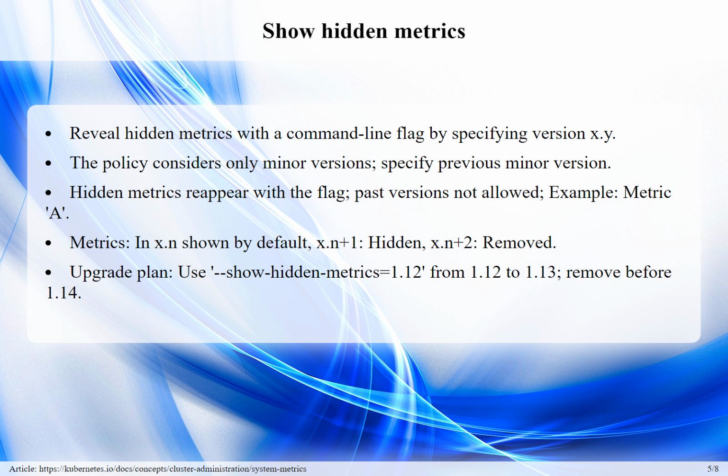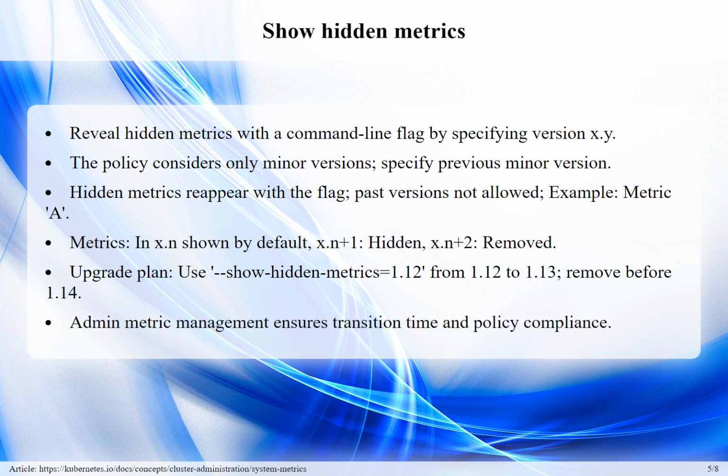When upgrading from release 1.12 to 1.13, but still using metric A that's deprecated in 1.12, the flag show-hidden-metrics-for-version equals 1.12 can reveal it temporarily. Ensure you remove dependencies before moving to 1.14. The concept simplifies managing deprecated metrics, ensuring that admins have transition time while ultimately upholding deprecation policies to maintain clean, forward-compatible code projects.